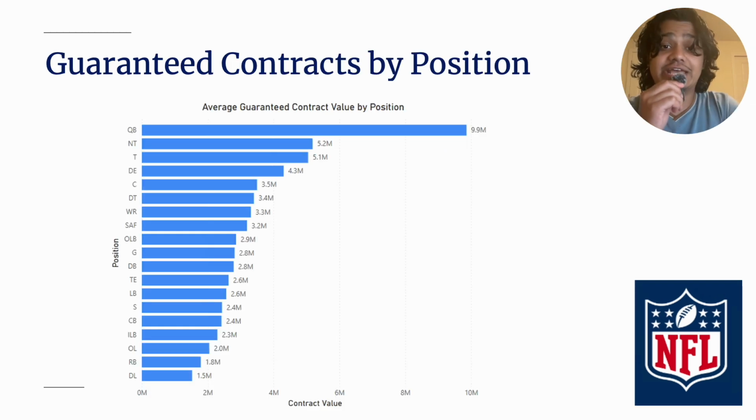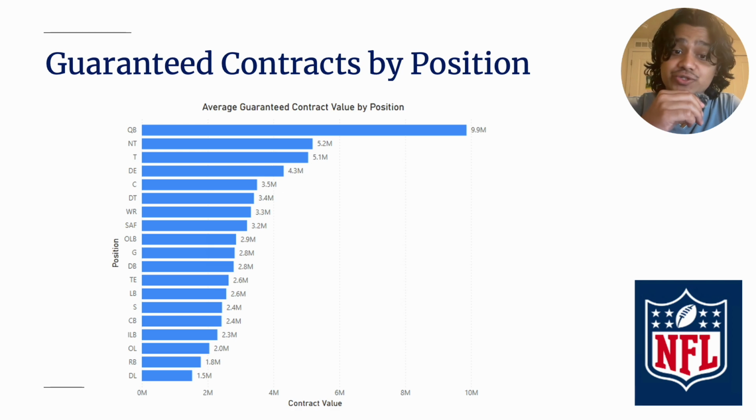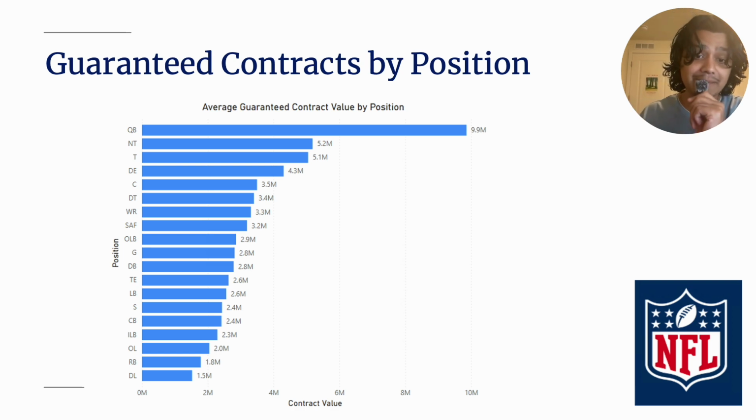Okay, so as an avid NFL fan, I found this really interesting. When we look at the average guaranteed contract value by position, the quarterback position completely dominates the field. Basically, quarterbacks are averaging just under $9.9 million guaranteed. And that's over five times higher than defensive linemen, who are at the bottom with $1.5 million. It's not even close. If you're a quarterback, you're not just leading the team, you're also leading the bank account when it comes to money.